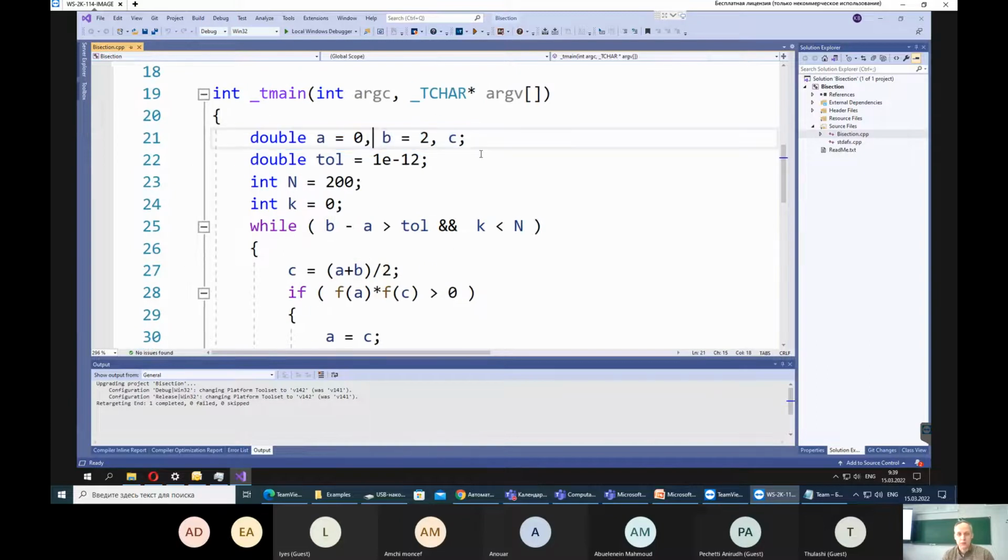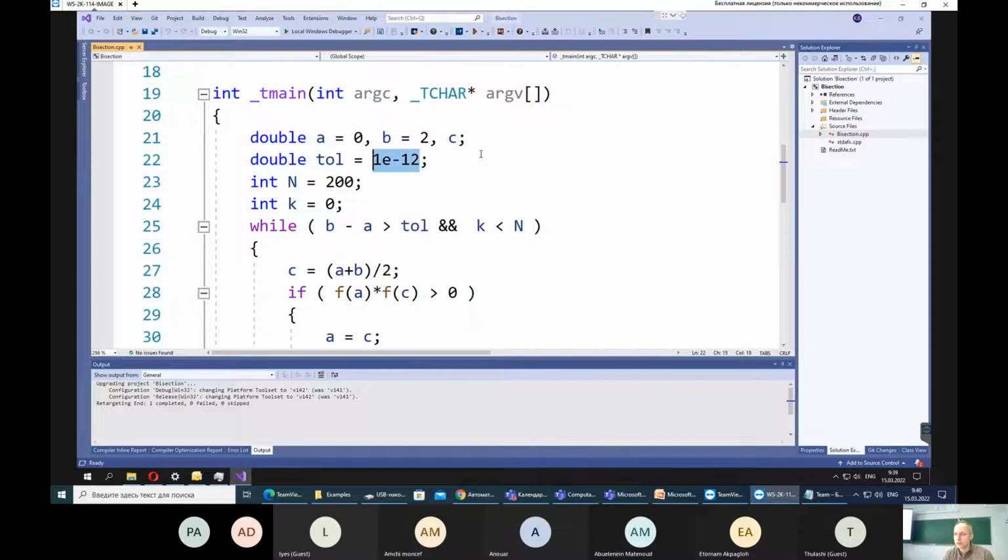What should we write here? We should declare the left and right points a and b. Suppose that a and b are 0 and 2. Then the variable for the middle point, c. Next parameter, tolerance. Suppose that tolerance is 10 power minus 12.